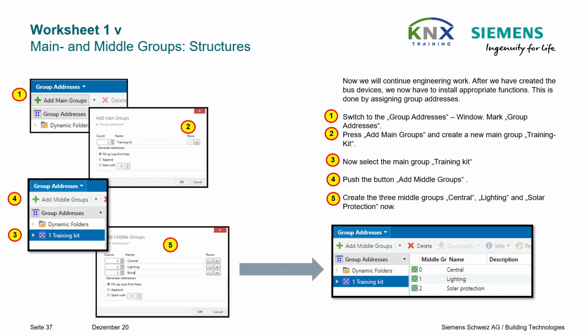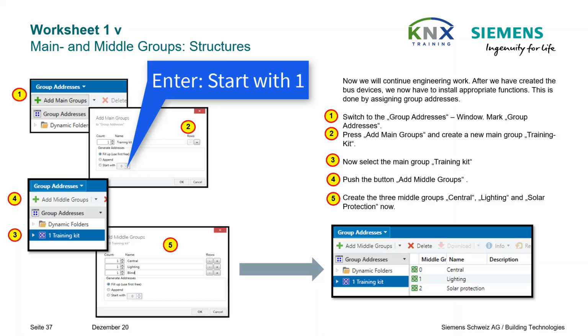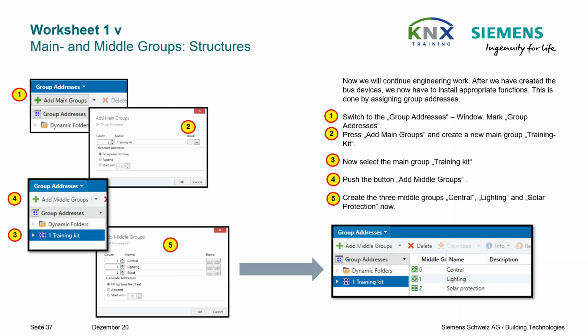We proceed now to the functional part of our project design and start with the group address structure. 1. Switch to the group addresses window. Mark group addresses. 2. Press Add Main Groups and create a new main group training kit. Make sure that you select the number 1 for the main group. 3. Now select the main group training kit. 4. Push the button Add Middle Groups. 5. Create the 3 middle groups Central, Lighting and Solar Protection now.